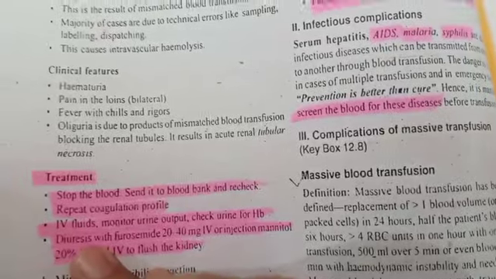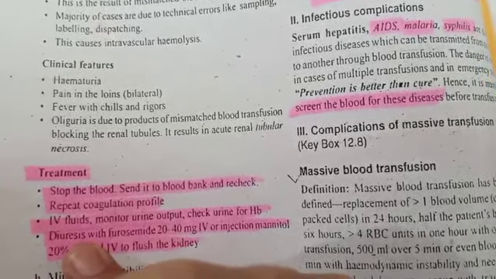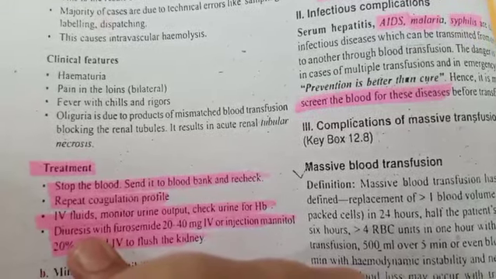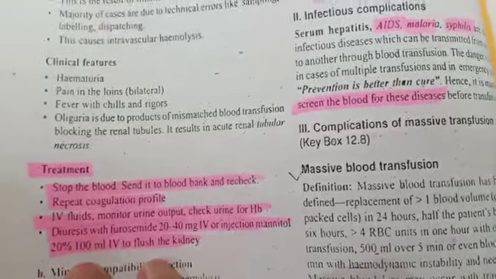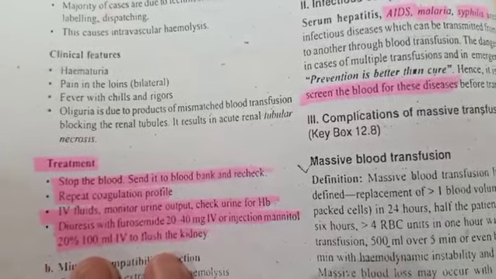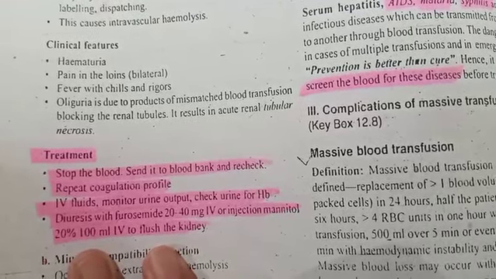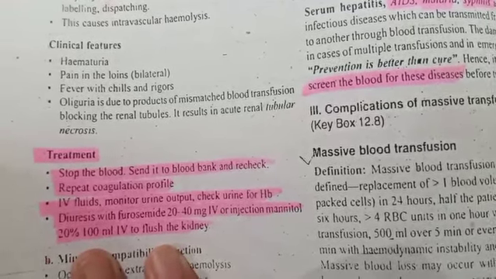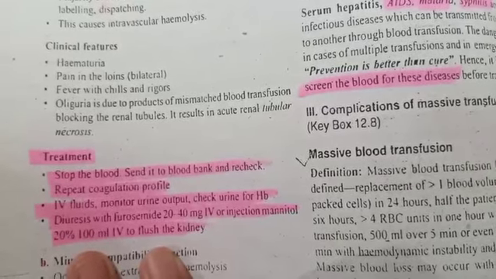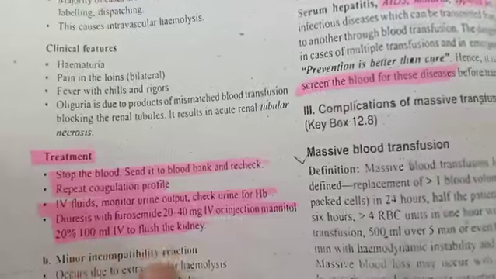The treatment is stop the blood, send it to the blood bank, recheck it, and repeat the coagulation profile again. IV fluids, monitor the urine output, very important. Check the urine for Hb, very important. Diuresis with furosemide, basically 20 to 50 milligram IV, and injection of mannitol 20% 100 ml IV to flush the kidney.